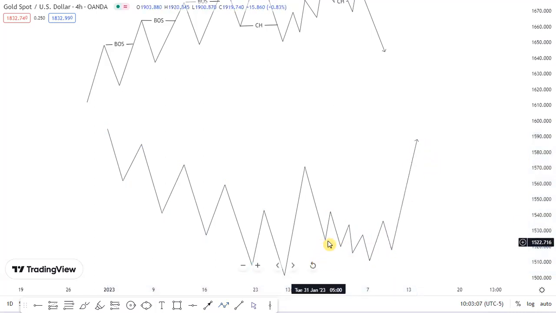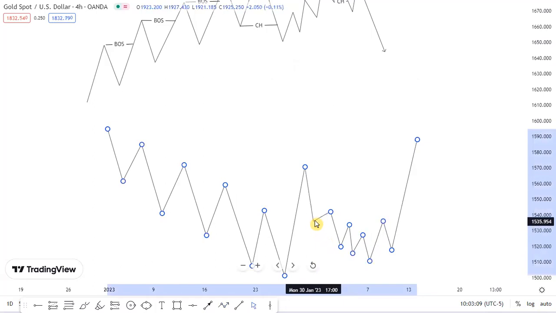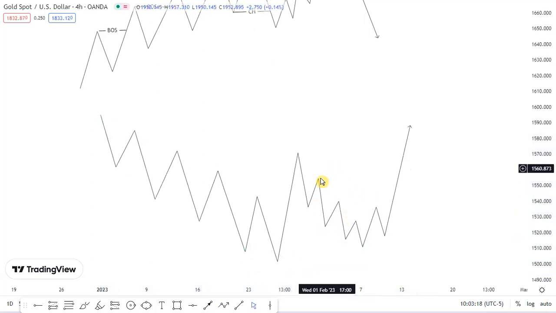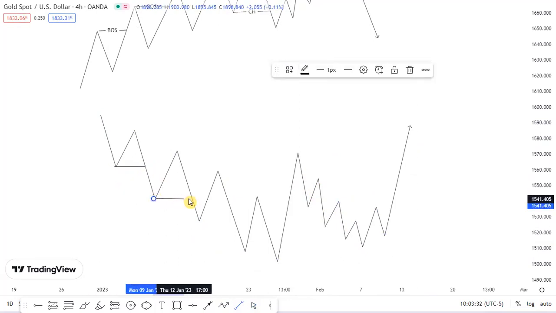So let me just readjust this a bit. All right, so it will look similar to what I've been illustrating here. So these are internal lower lows, but we are waiting for the big moves. So now what we have here is a break of market structure. The market pushing to the downside, we have our break of market structure, the market pushing to the downside, and then we have another break of market structure.